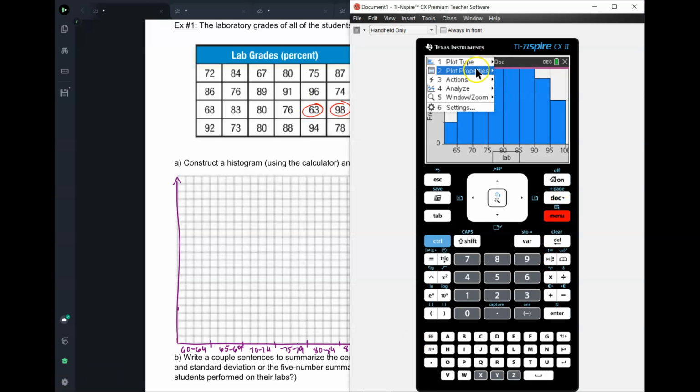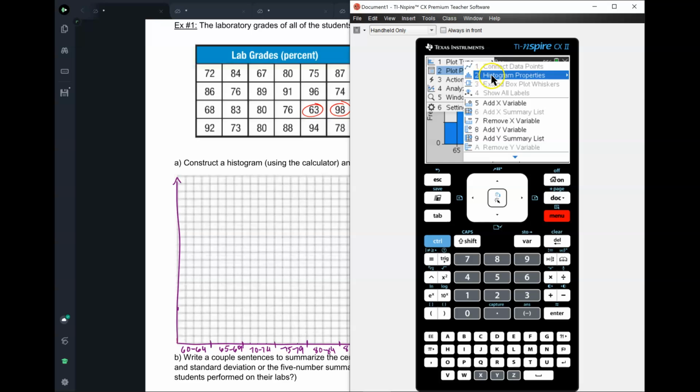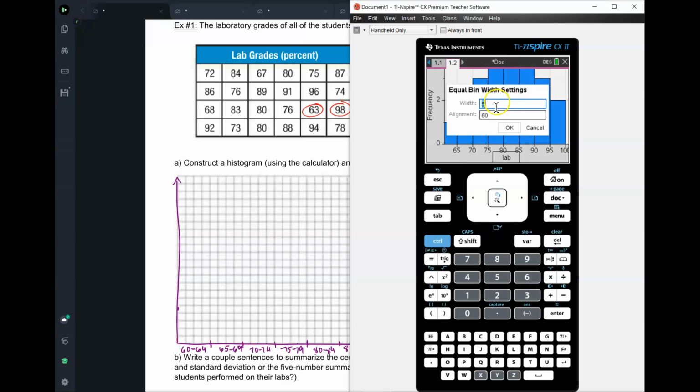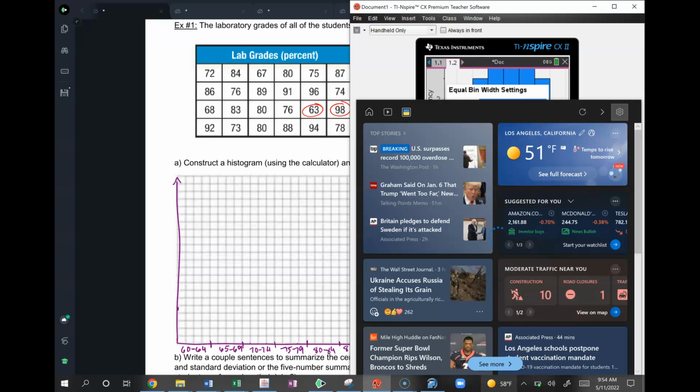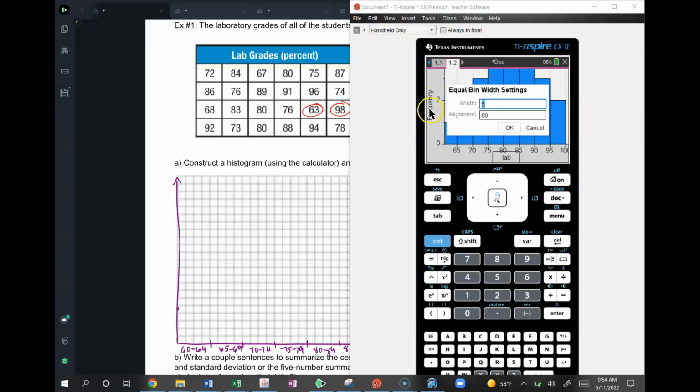I went to menu, plot properties, histogram properties. So think about it. You want to change the properties of your histogram. Bin settings, equal bin width. I want my width to be 5 and the alignment 60. That basically says, where do you want me to start? Start at 60 is what you're saying. And then, how do you get rid of that?